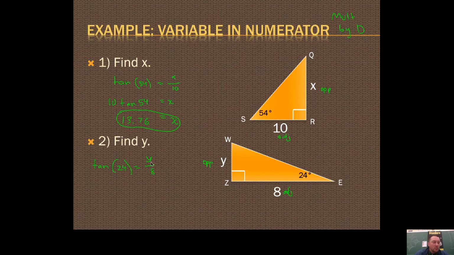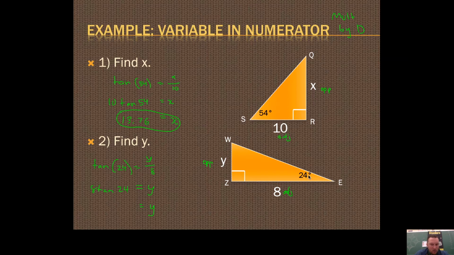Again, notice how the variable, the thing that we want to find, is in the numerator. So anytime that happens, we're going to multiply by the denominator. So to get y by itself, I'm multiplying both sides by 8. Now, what do we end up with for an answer? Well, I can type that in and figure it out.